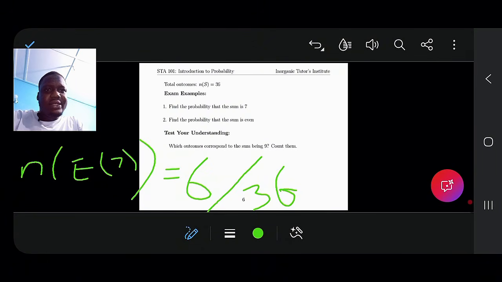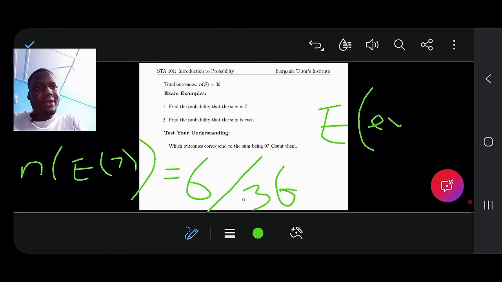I guess you can then do example 2 yourself. So a little guide: write the events of even number.